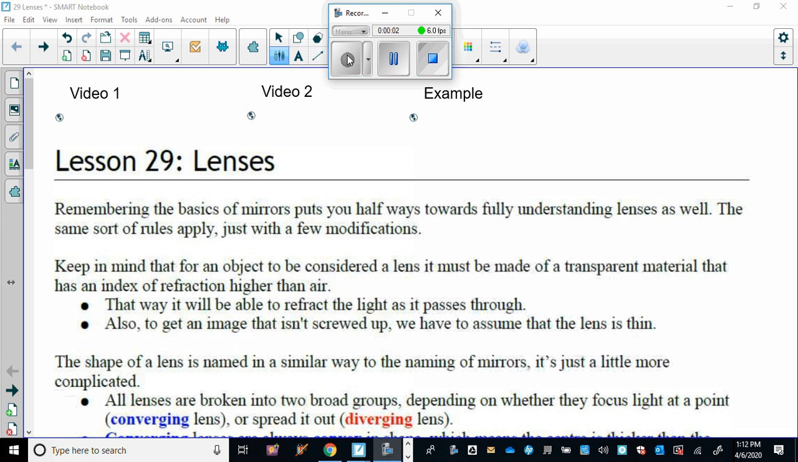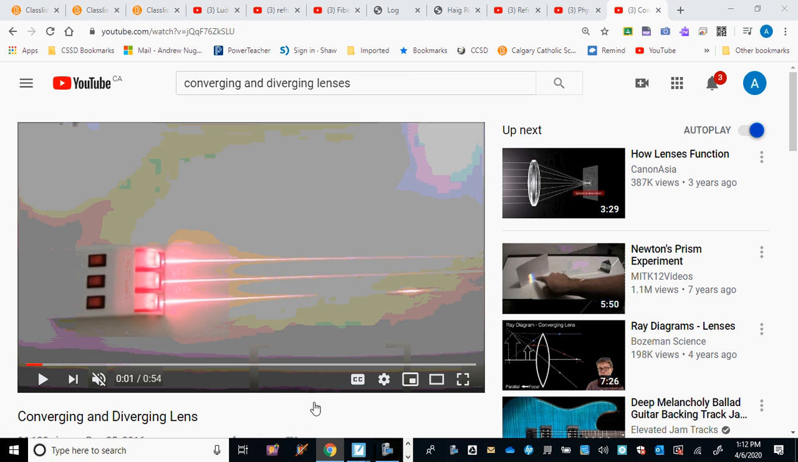Lesson 29 is lenses, and although it's a long lesson, we can actually make it relatively short. The reason being, we've done all the legwork on lenses. Lenses is basically the opposite of mirrors. So everything we learned in mirrors applies to lenses, but there are just some things that are opposite. For example, in mirrors, we learned that a concave mirror is converging, while in lenses, a convex lens is converging. Before we get into that, let's just have a look at a quick video so you can see visually.